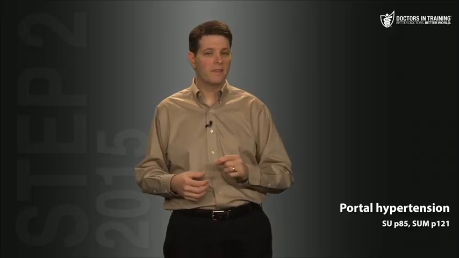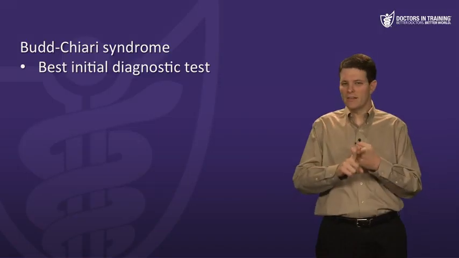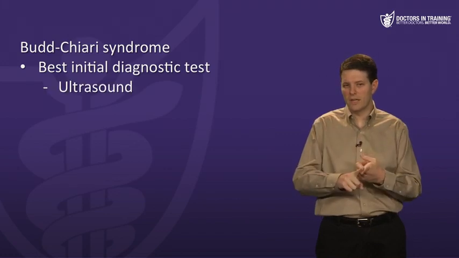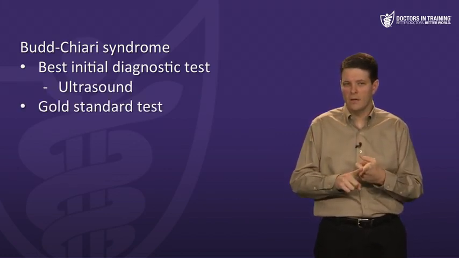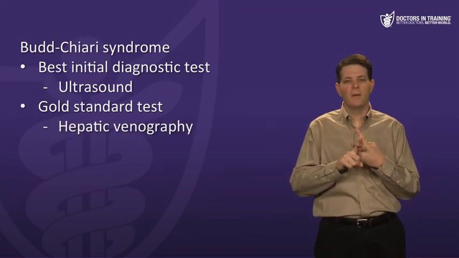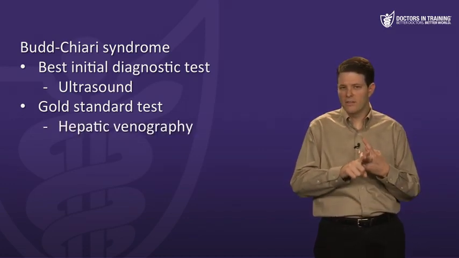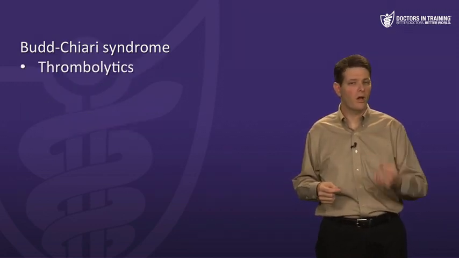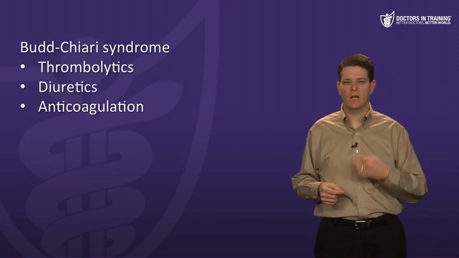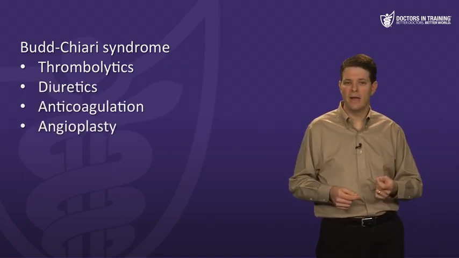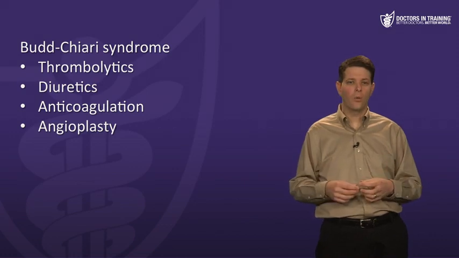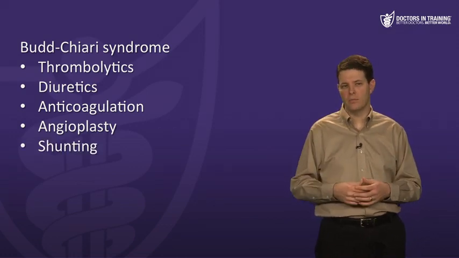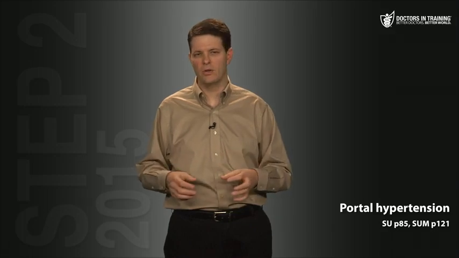Now, you may also want to jot this down in the study guide. The best initial diagnostic test for Budd-Chiari syndrome is ultrasound, which is going to allow you to see the thrombi. Then the gold standard test to do is a hepatic venography. That's the most sensitive, most specific test that we have. And then for treatment, you can treat with thrombolytics to dissolve the clot, or you can treat with diuretics and anticoagulation. And sometimes we do angioplasty to open up that thrombosed vein, or we do shunting to allow the blood to bypass the thrombosis. Again, Budd-Chiari syndrome is one potential cause of portal hypertension, but overall, it's much more common to see portal hypertension due to cirrhosis.